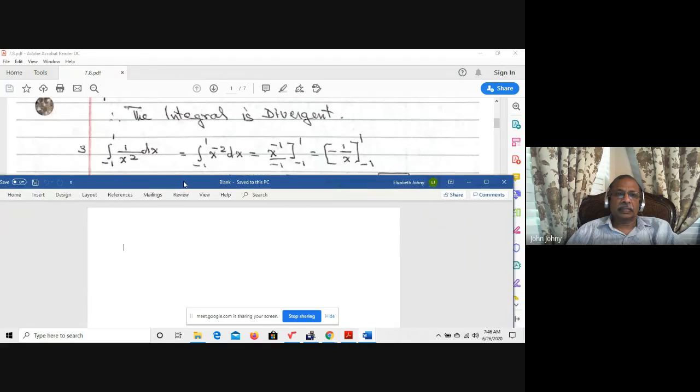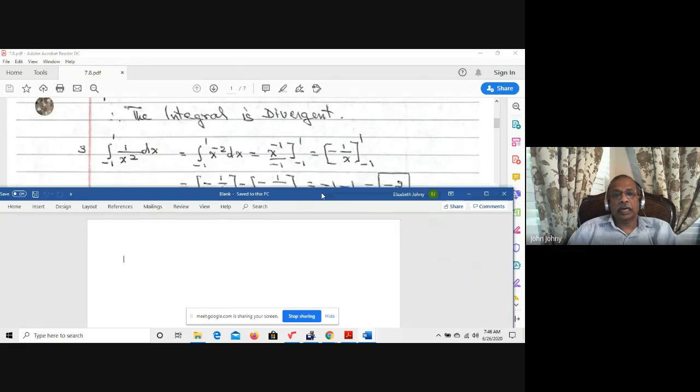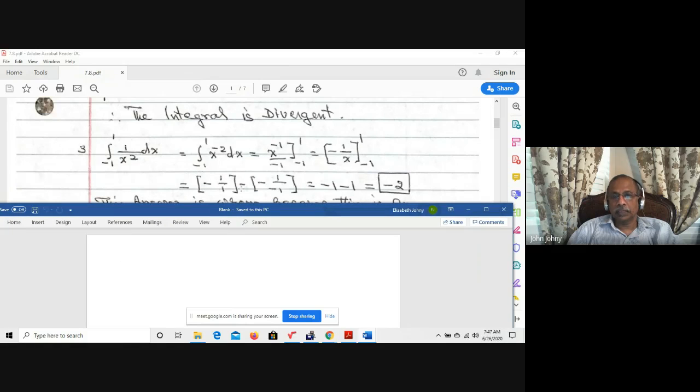Now one more example. The integral from negative 1 to 1 of 1 over x squared dx. This is actually a misleading question. I will tell the reason in a minute. So the integral from negative 1 to 1 of 1 over x squared dx is equal to the integral of x to the negative 2 dx, that is x to the negative 1 over negative 1, from negative 1 to 1, that is negative 1 over x, from negative 1 to 1, and that is negative 1 over 1 minus negative 1 over negative 1, that is negative 1 minus 1, which is negative 2.